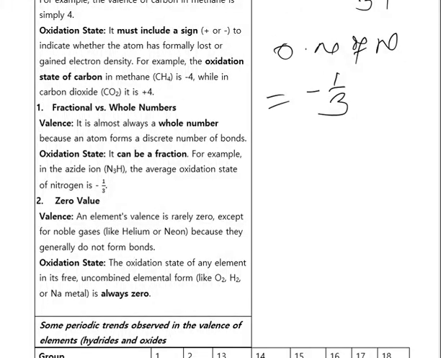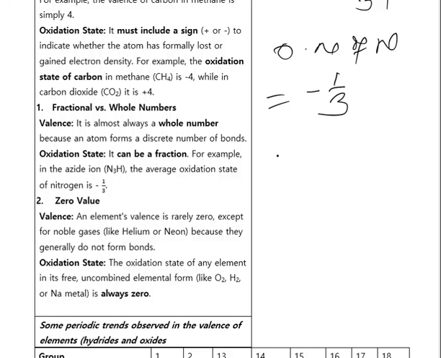Now the third one, 0. An element's valence is rarely 0 except for noble gases. And noble gases have 0 valence because, other than helium, all noble gases have an octet, a stable configuration, and they do not combine with atoms of other elements. So in the case of noble gases, valence may be 0. But the oxidation state of any element in its free state or uncombined state will be 0.